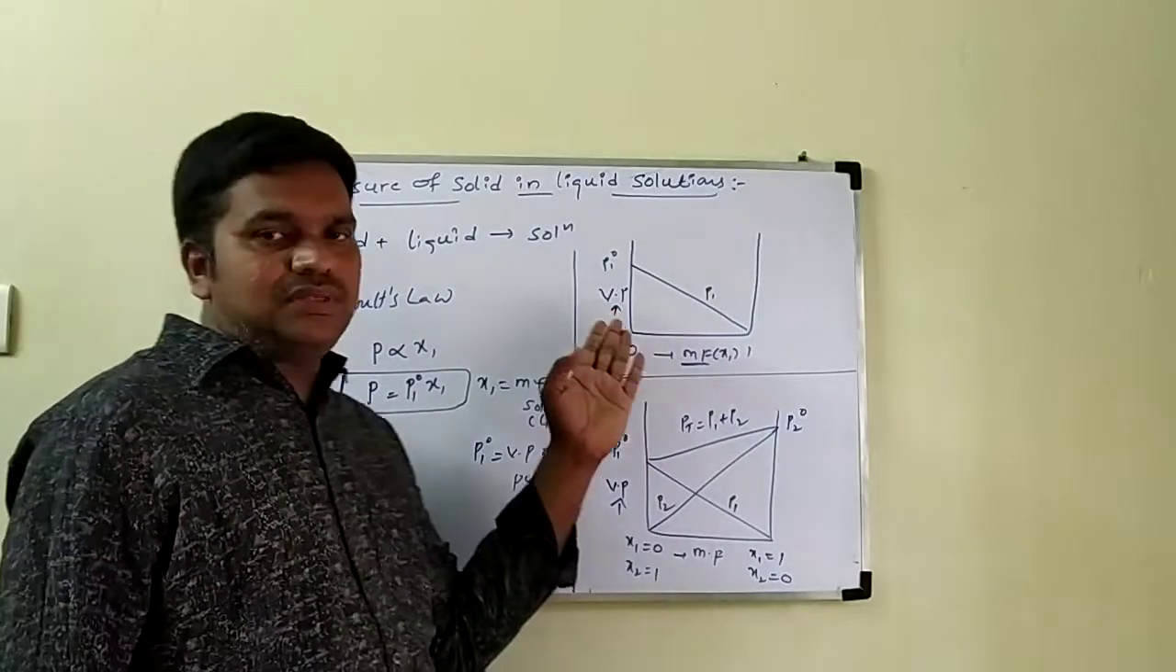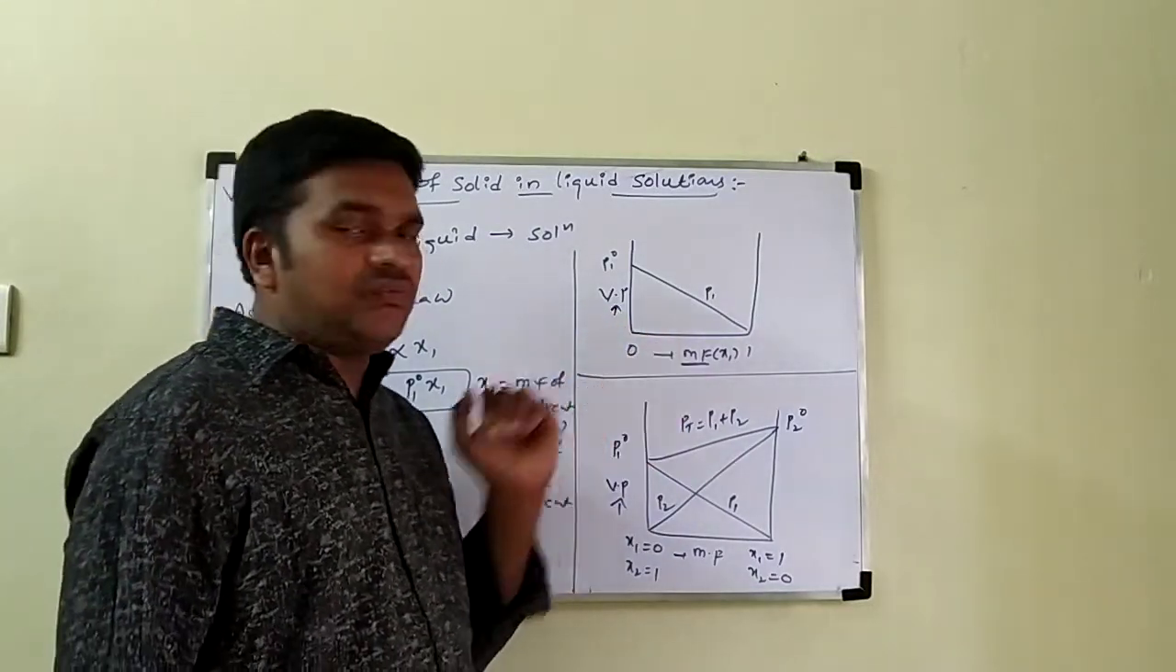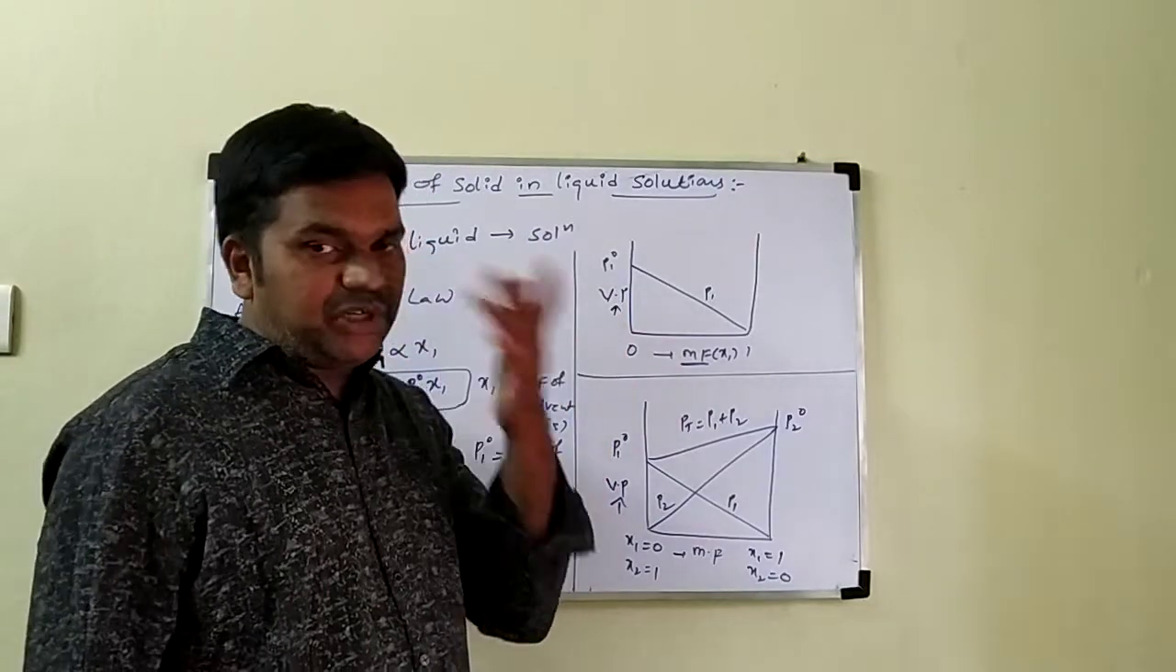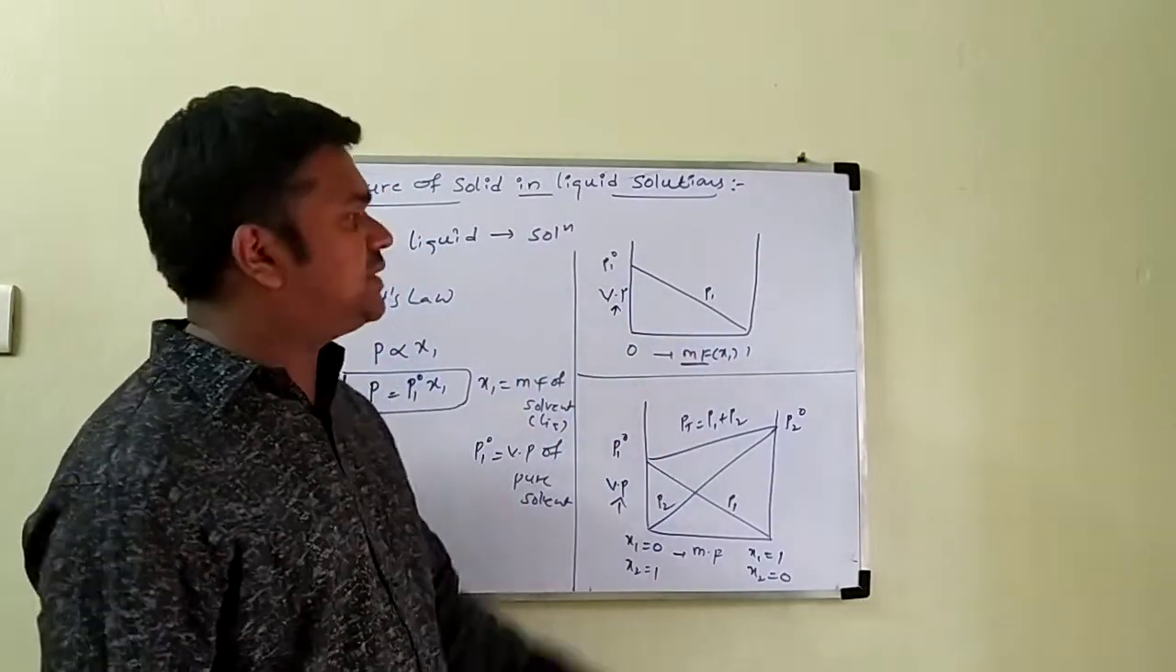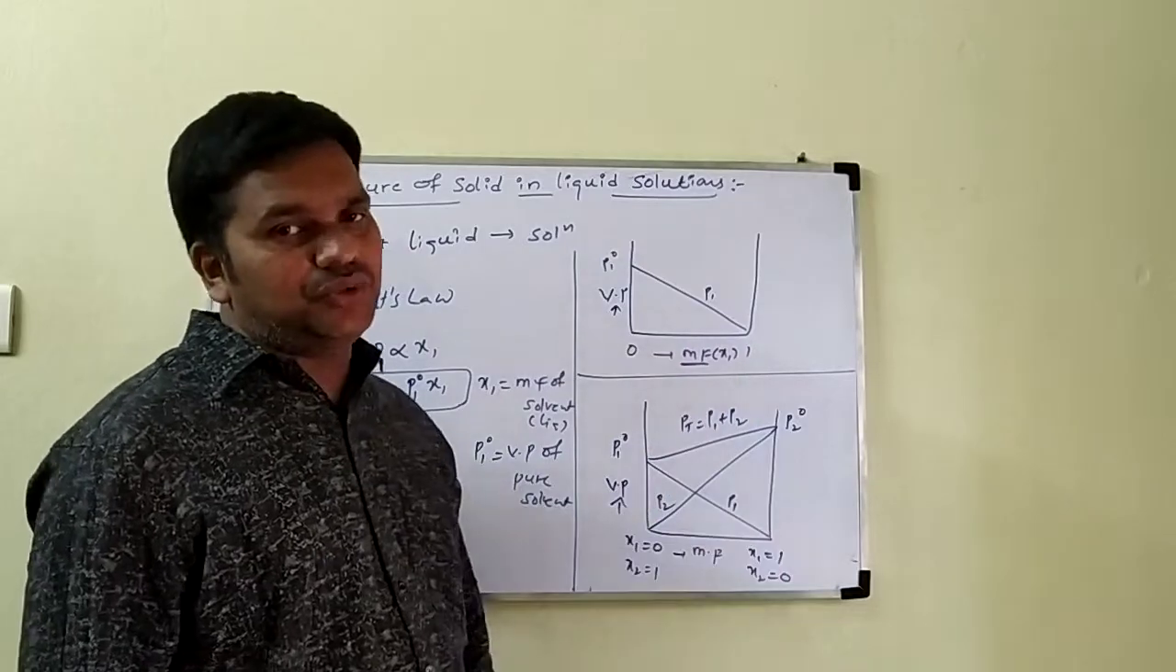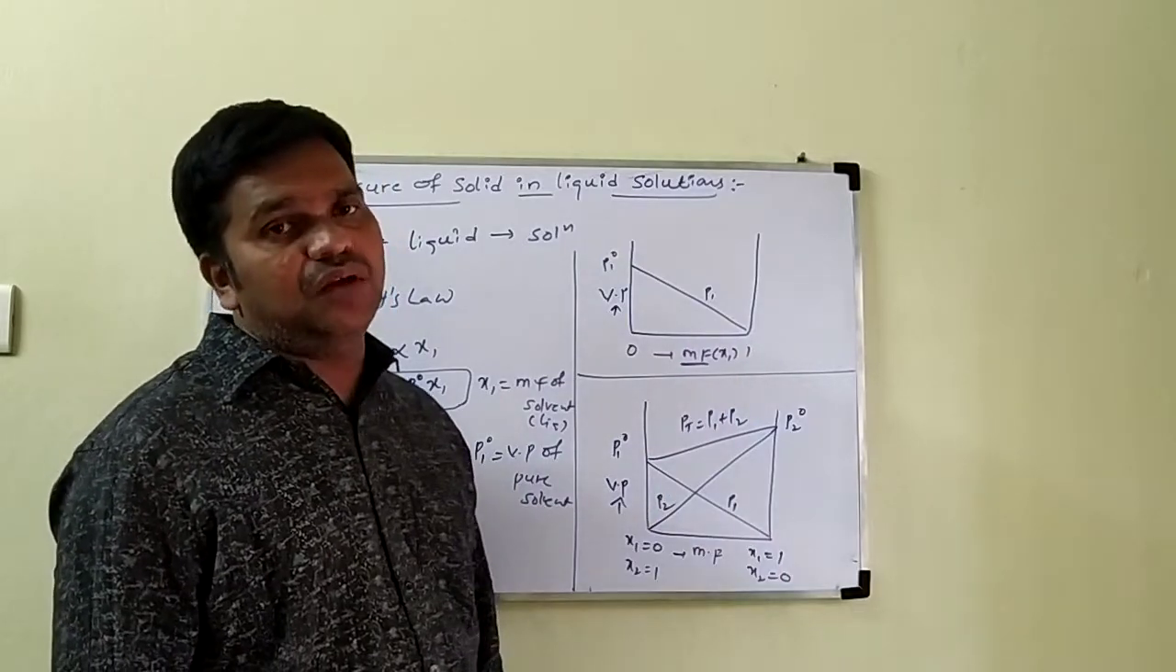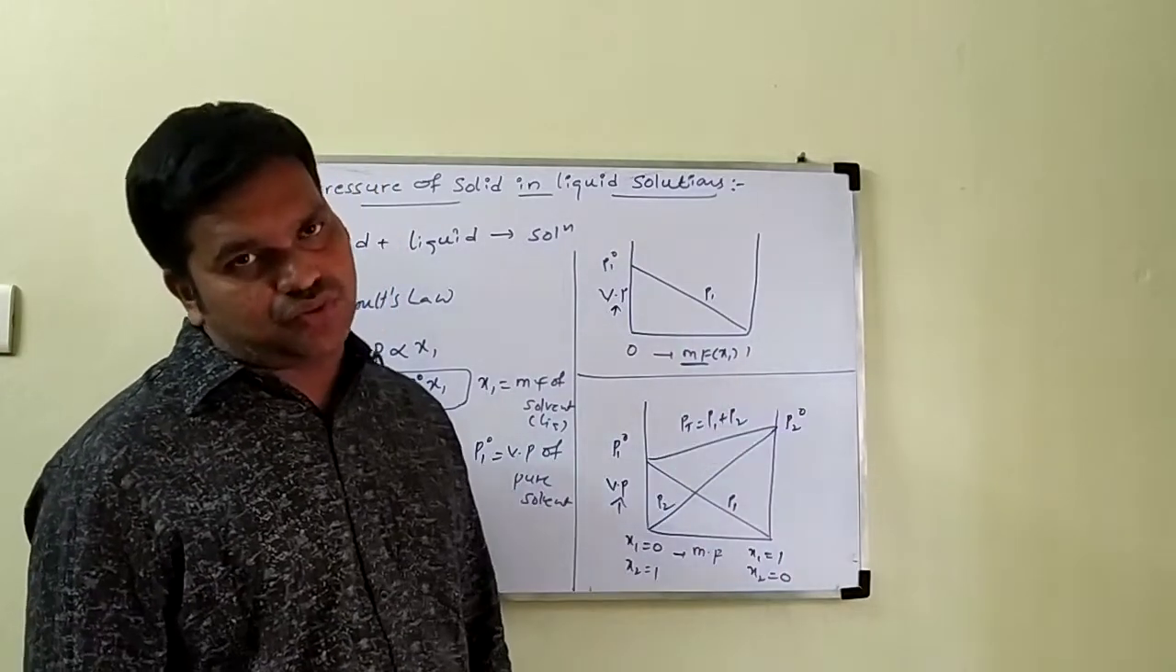Let us see this graph. This is the graph: mole fraction versus vapor pressure, particularly for the one component, that is P1, and P1 naught, as you know already, is the vapor pressure of the pure solvent. We will get the graph like this only.